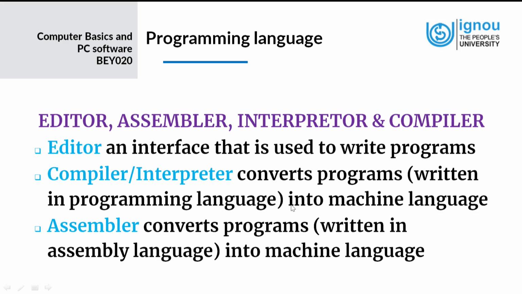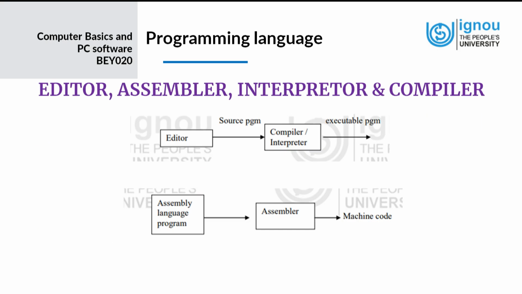You may not encounter this in general, but you will look forward to the assembler when you go to higher classes. And this diagram basically explains that whenever there is an editor, there is a source program associated. You go for a compiler or interpreter, and that produces an executable program in machine language which can be run on the machine. The assembler does the same thing: an assembly language program goes through the assembler and a machine language program is produced. This is how both work.